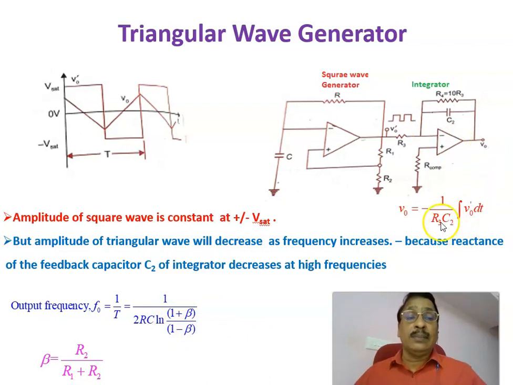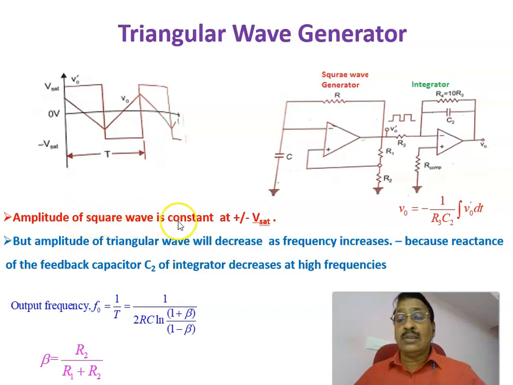The integrator output is given by minus 1 by R3 into C2 integral V0 dash dt. Therefore, this is the output of this integrator, and that will be a triangular waveform. Therefore, this is the output of the square waveform with a time period T, and this is the integrator output, which is a triangular waveform.